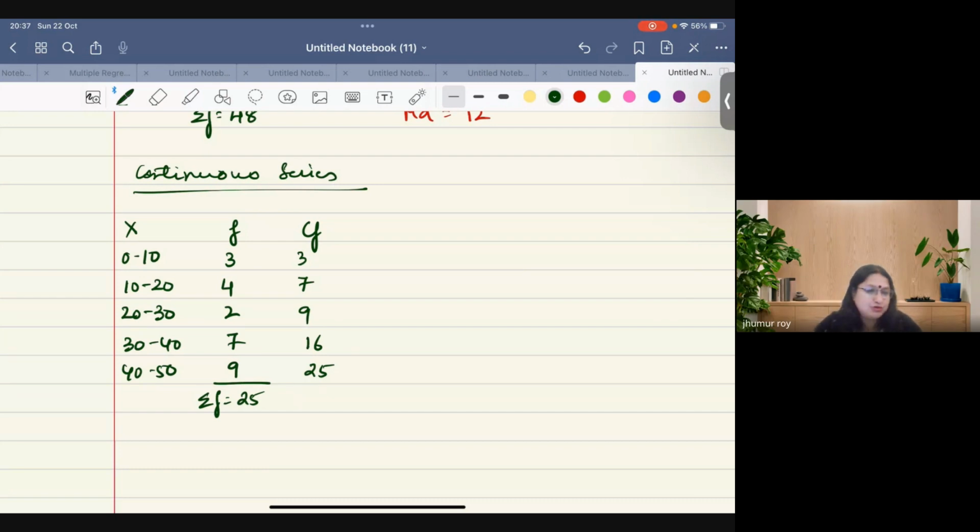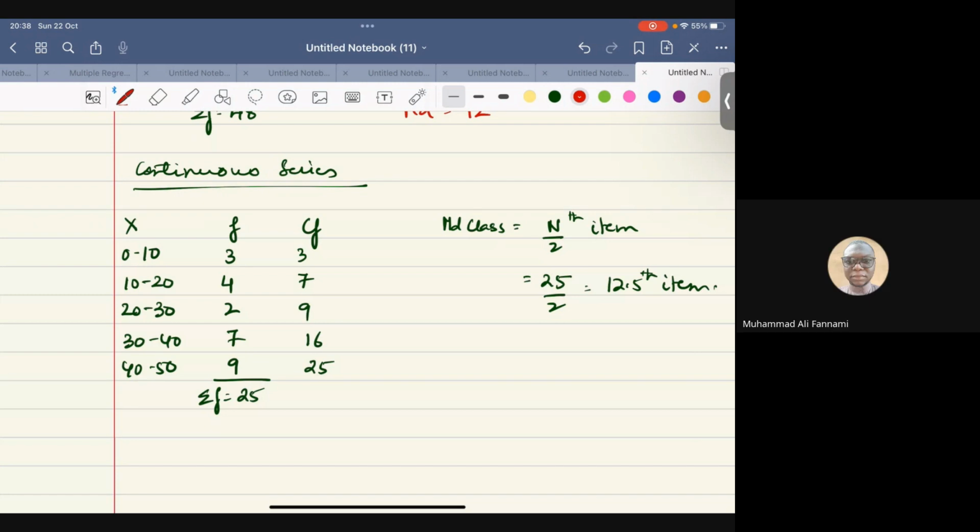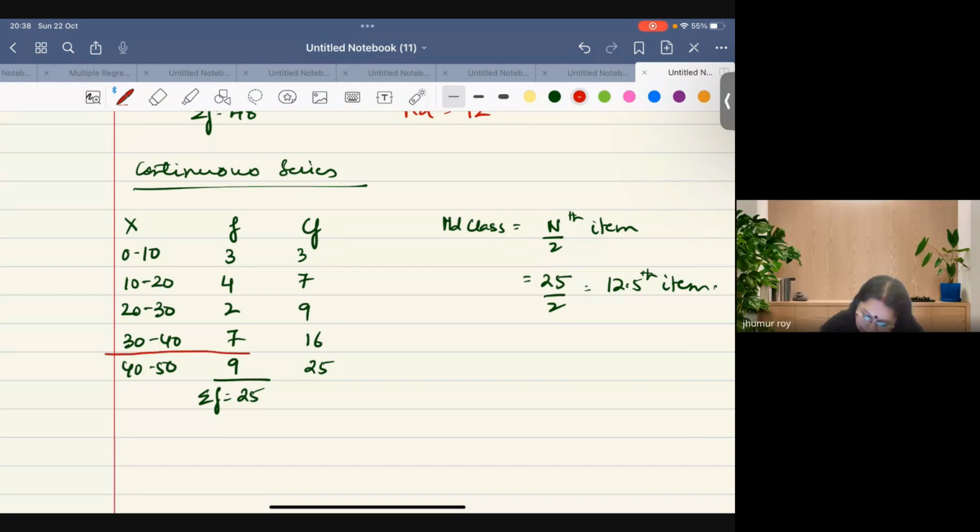I will explain that step to you. First, we will calculate the median class. What is median class? It is taken as n by 2th item. Here you don't have to take n plus 1. You can directly take n by 2, that is 25 divided by 2. What is the value? 12.5. Where does the 12.5th item fall? In 16. So now 16 is taken as the median class.